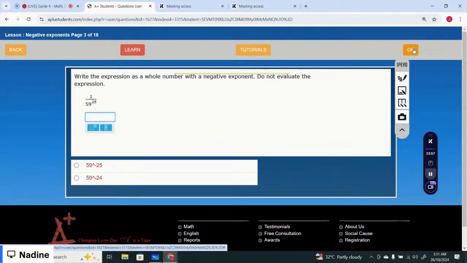Write the expression as a whole number with a negative exponent. So which is the correct option? That is 59 exponent negative 25. Option number 1 is the correct option.